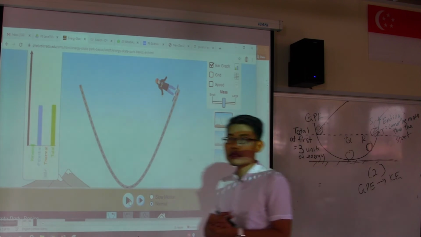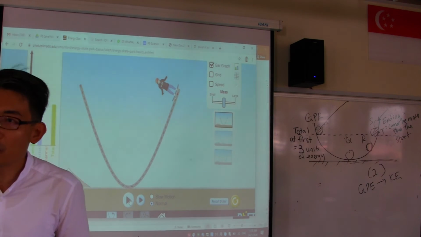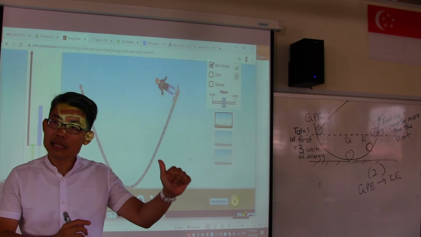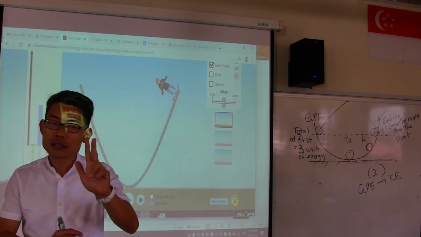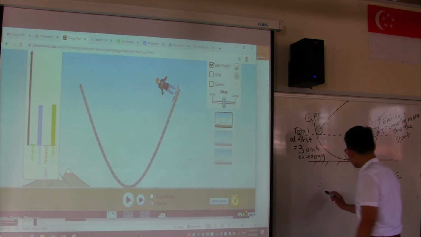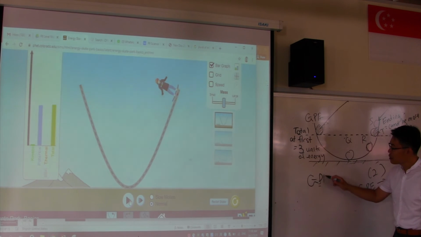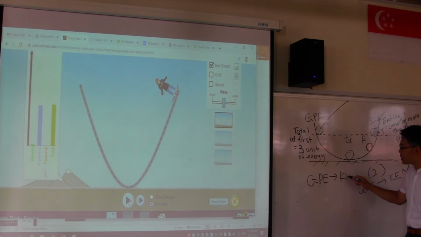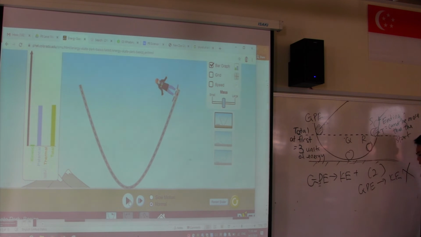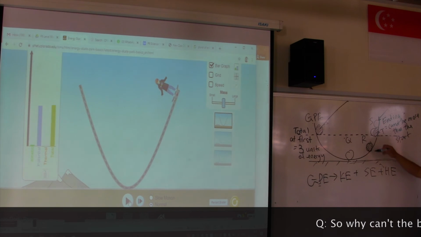Then this answer says, small words, GPE, the ball was converted to not just KE, but also to sound and heat. So we are saying that the GPE is not just converted to KE, but also some sound as the ball rolls down the bowl, and also some heat energy. So by the time it got up, at most it goes to R, because some of the energy was converted to these two.